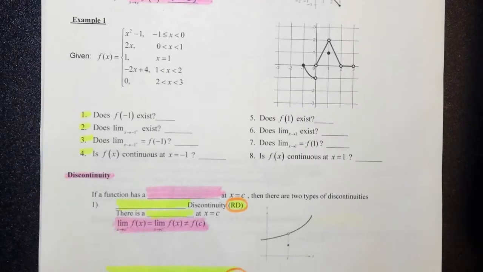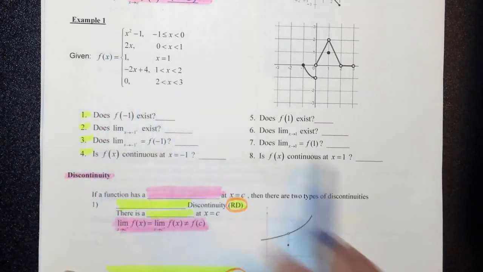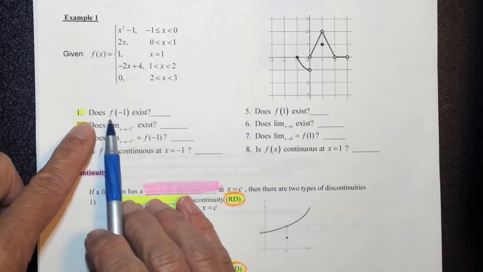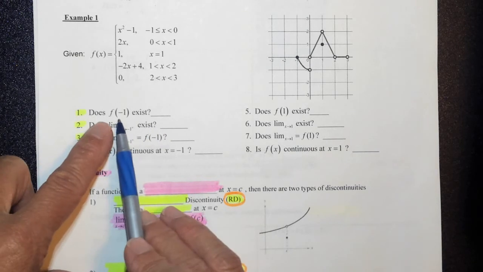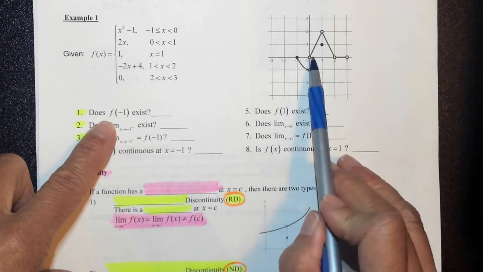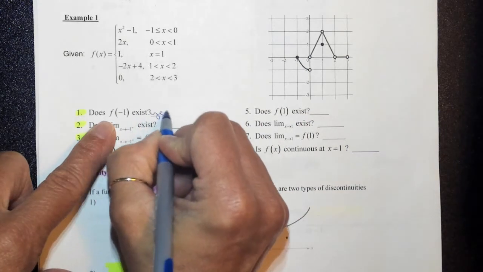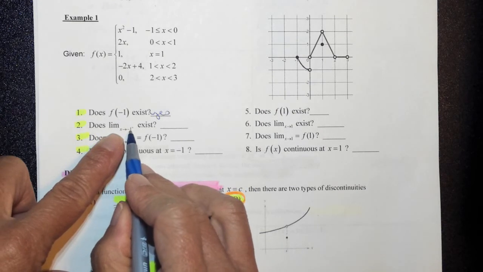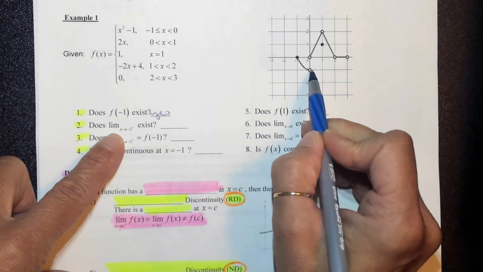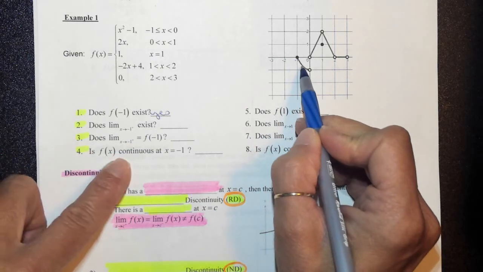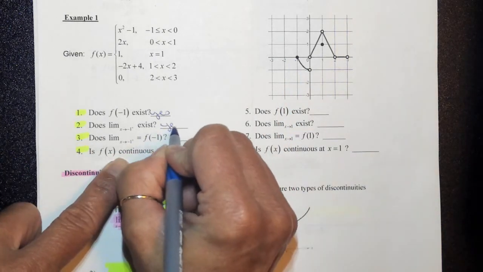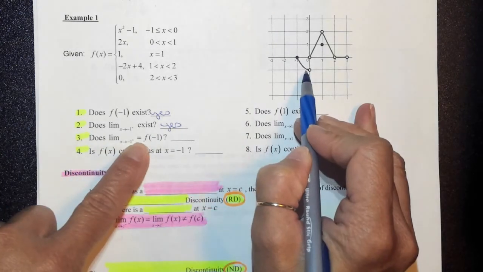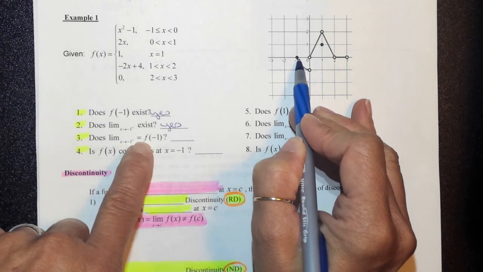So in this example right here, we have this piecewise function, this crazy function here, and it's graphed here as well. So what we want to know, these are just yes or no questions, does f of -1 exist? f of -1, yes. The point exists. You're just looking right here at f of -1. Does the limit as x approaches -1 from the right exist? -1 from the right. Yes, it exists from the right. Okay. Does the limit as x approaches -1 from the right and f of -1 equal each other? Yes.